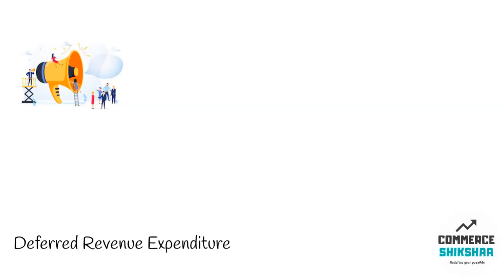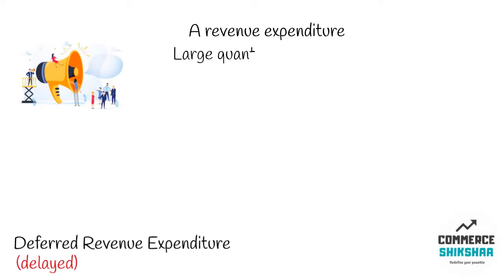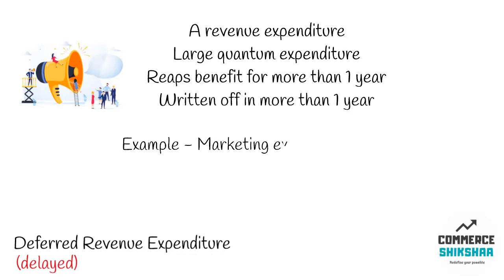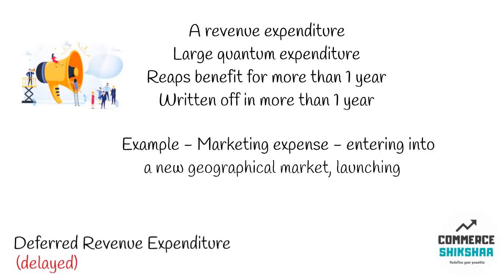Now let's move to the last topic of this video, deferred revenue expenditure. Deferred means delayed. So there are certain expenditures which are normally of revenue nature, revenue expenditures, but due to certain special reasons or special characteristics, they fall under deferred revenue expenditure. For example, certain advertisement costs which are huge in quantum basically, and the companies incur them when they are, say, launching a new product or entering a completely new market where they are not recognized by the common people, by the common consumers.